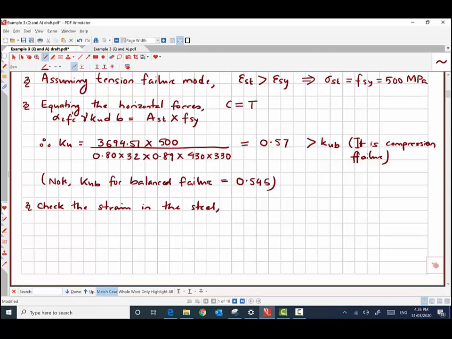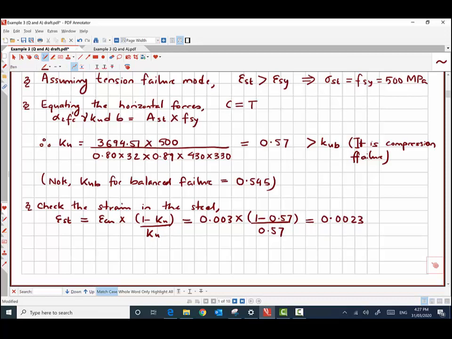So let's check the strain in the steel. Again, using the strain compatibility equation, epsilon st can be written in terms of epsilon cu, which is the crushing strain of the concrete, as 1 minus Ku divided by Ku. Crushing strain of concrete is 0.003, and we just computed Ku as 0.57. So if we calculate this, epsilon st or the steel strain comes out to be 0.0023.